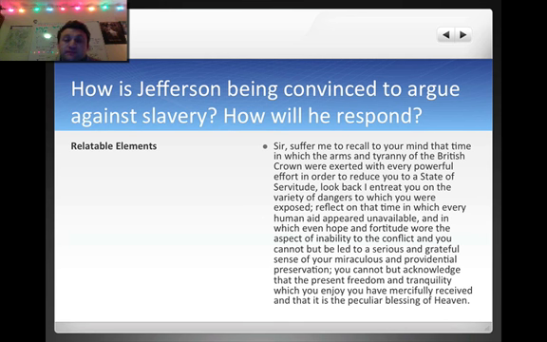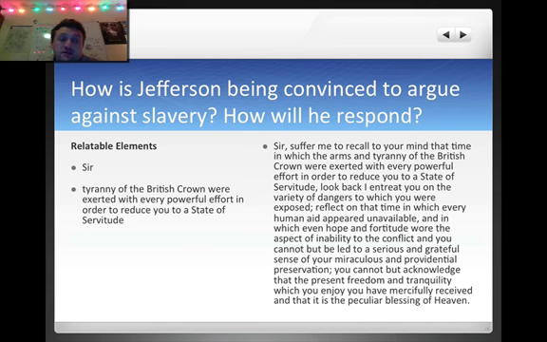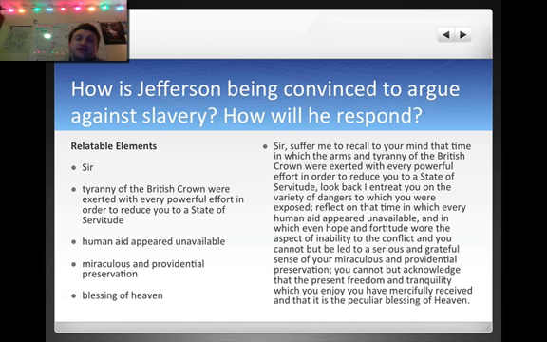Now, when you look at this letter, first I want to encourage you to pause for a moment and scan it. Take a look at some of the key elements being used in this introduction to catch Jefferson's ear on this issue of slavery. Here are some of the details that stood out to me: the use of the word sir, the reference to the Revolutionary War, some interesting language about human aid being unavailable, and then some subtle religious language giving us a more moral sense of the topic at hand.